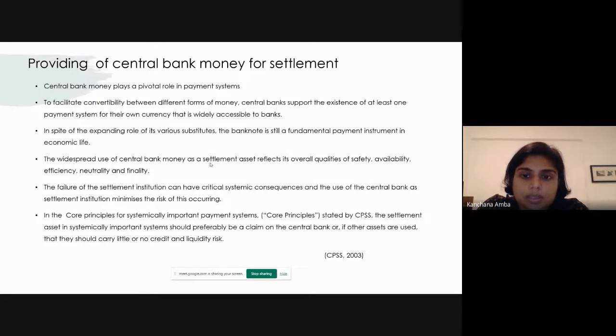The central bank money is, of course, about safety, availability, neutrality and finality, right? And then the failure of settlement institutions can have critical systemic consequences, right? And the money issued by the central bank minimizes the risk of this occurring, right? Because the central bank issues its own money, right? So this is like a conceptual thing. So when you are doing a settlement, if there is no money, then there is no money. That is the fact of it.